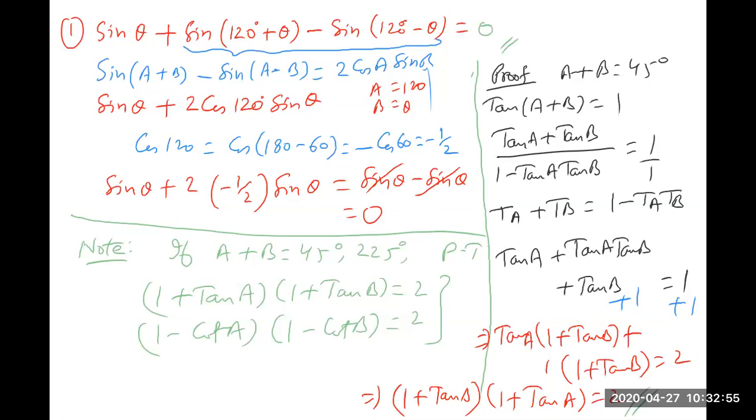Sir, in the last step you have written 1 into 1 plus tan B is equal to 2. That I have taken, just see, in these two steps I have taken one common outside. This green color I have just shown. Understood? Yes, sir.